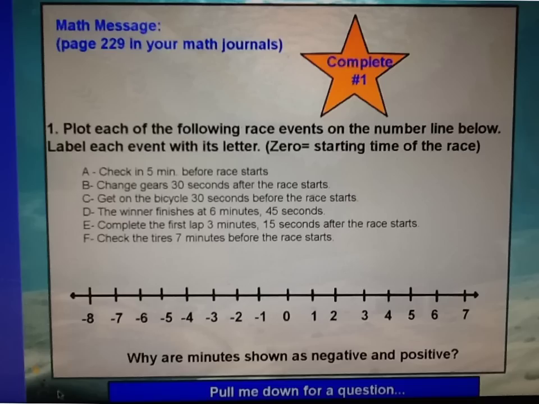All right, take a look at a math message, which is going to be on page 229 in your math journal. And it's also down below. We're going to plot all these different things that are happening, so we have an understanding of what it means to be a negative number. So A, it says check in 5 minutes before the race starts. So if the race starts at point 0, 5 minutes prior or before the race is going to be down here.